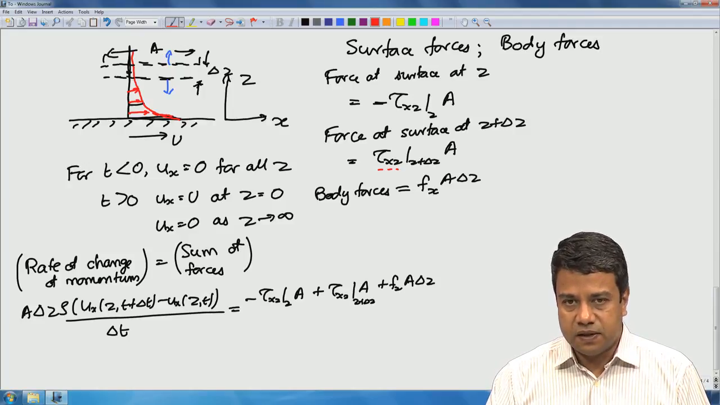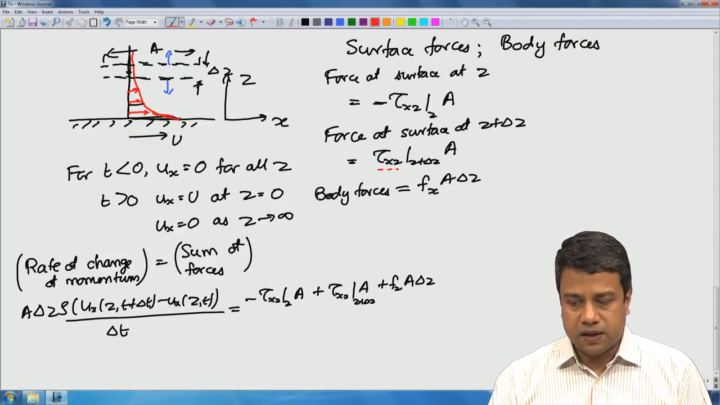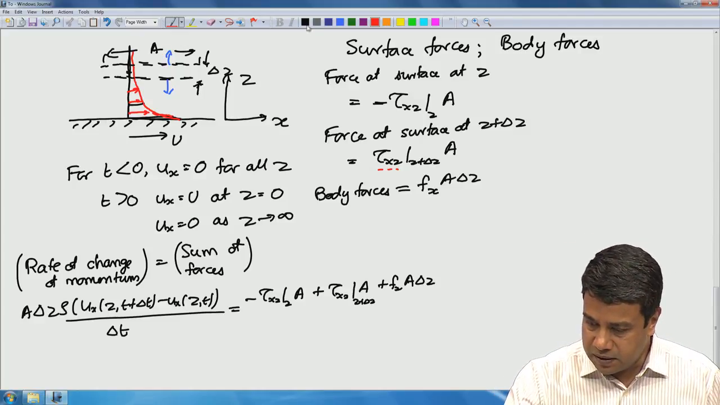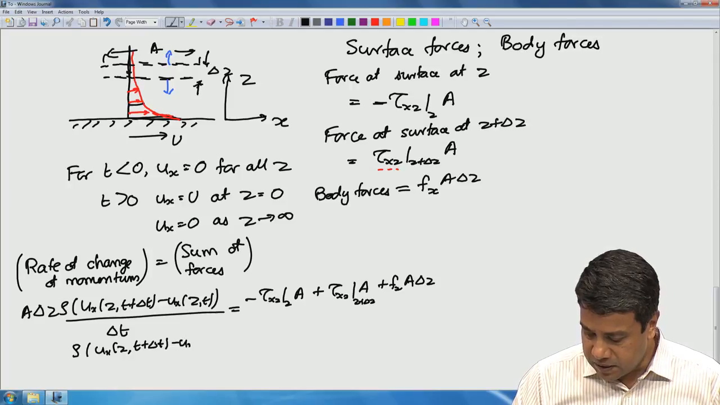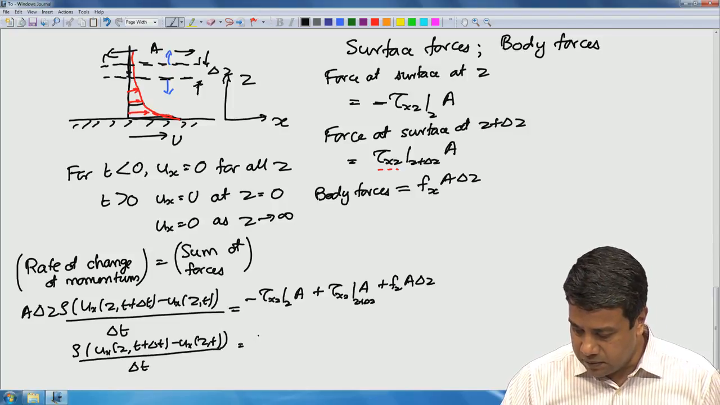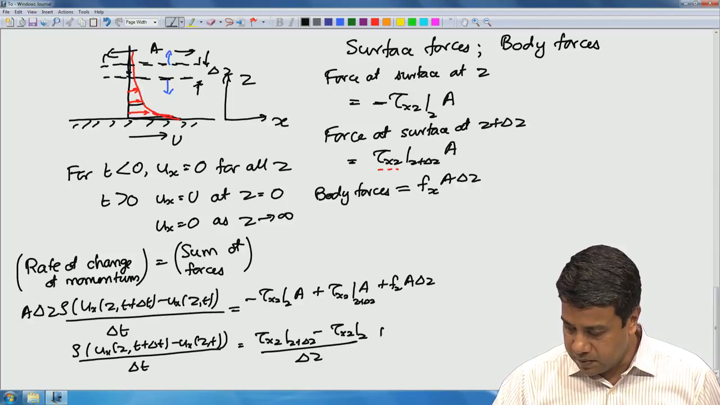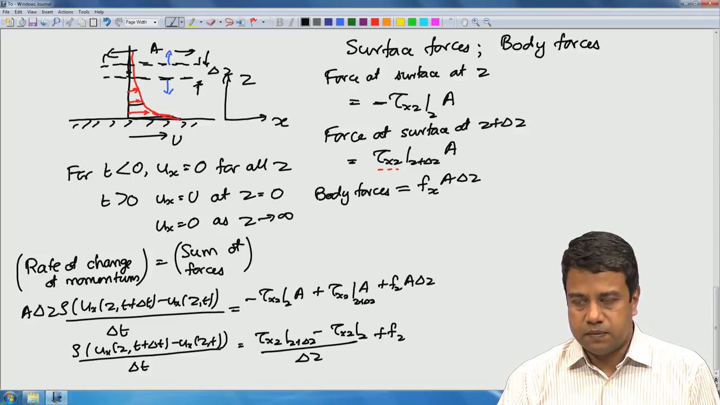Once we have this, we just have to divide throughout by the volume. Divide throughout by the volume and take the limit as delta t, delta z go to 0. So, if I divide throughout by the volume, I will get rho into ux at z, t plus delta t minus ux at z, t divided by delta t is equal to tau xz at z plus delta z minus tau xz at z divided by delta z plus the force density. So, that is the balance equation.